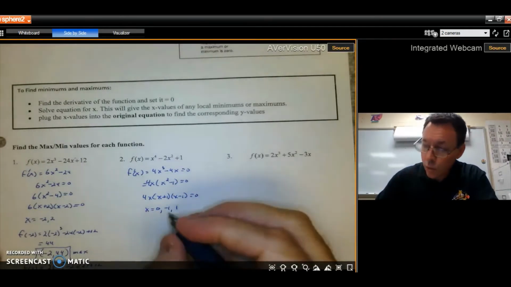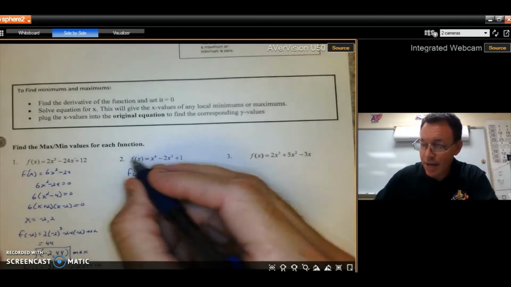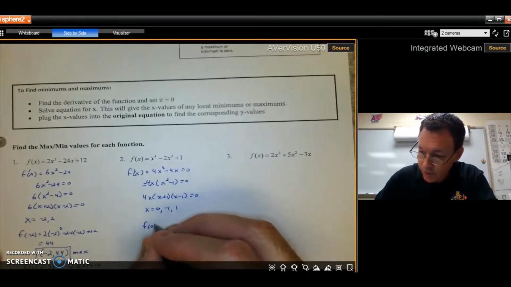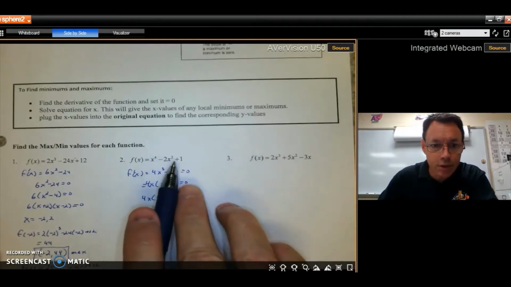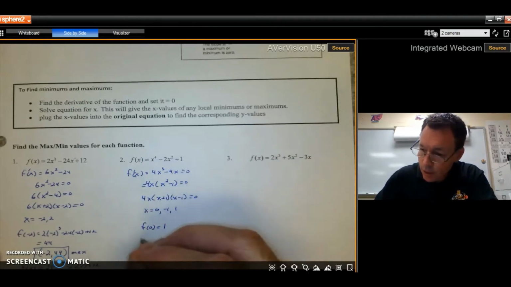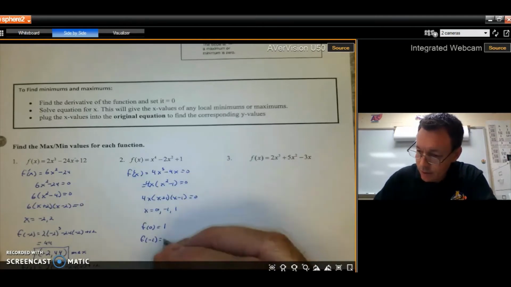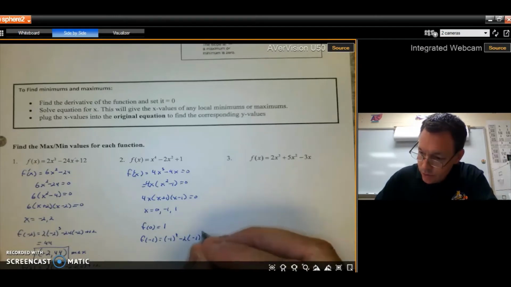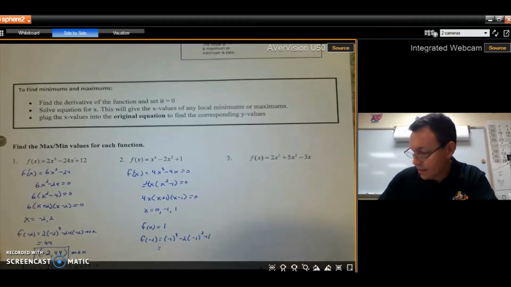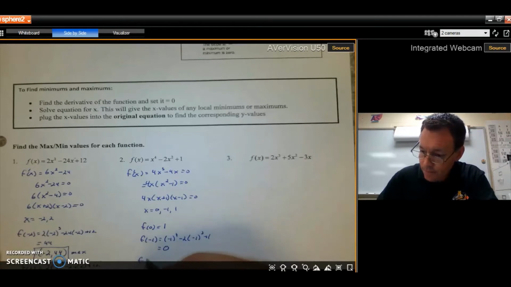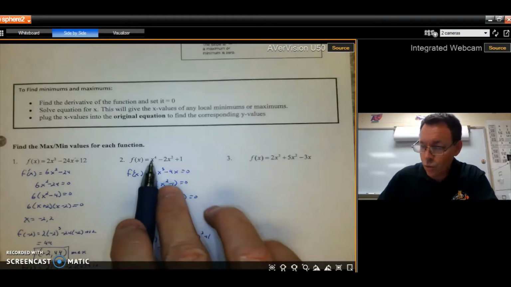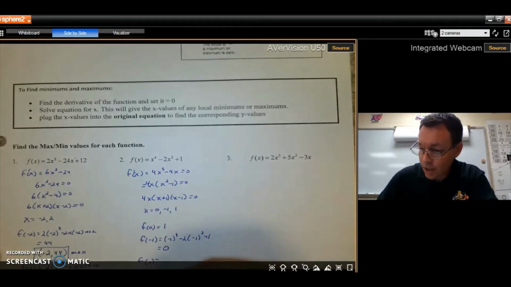Okay, so we're going to take each of these 3 points, put them back to the original equation. So we're going to put f of 0, well, that would just be 1. We're going to put f of, we'll do negative 1. So we're going to put negative 1 here. So negative 1 to the 4th, minus negative 1 squared plus 1. And you're going to simplify that. So put it in your calculator. You're going to get 0. And then we're going to put in a positive 1. And again, that's going to give us 1 minus 2 plus 1. It's going to give us 0 again.